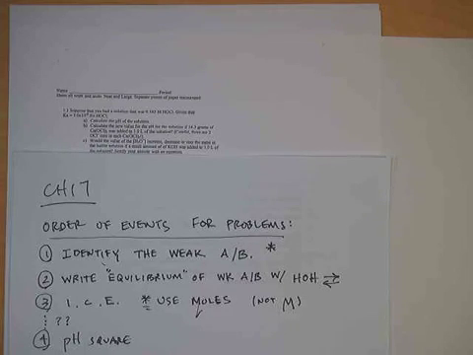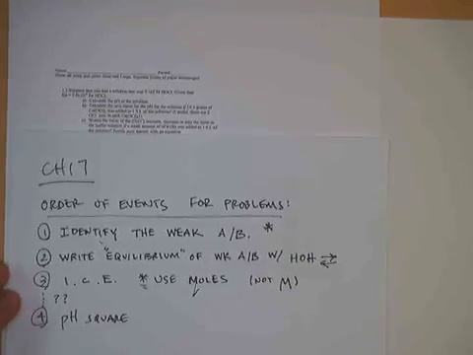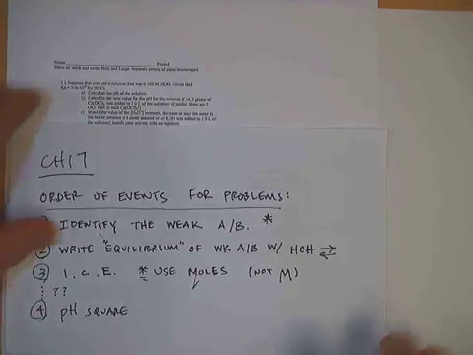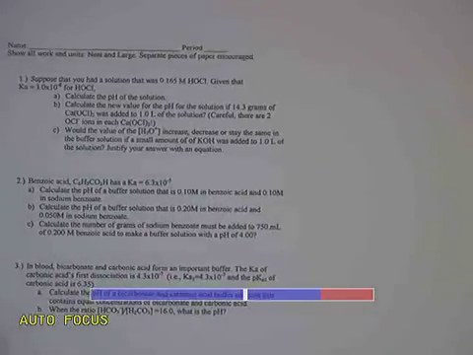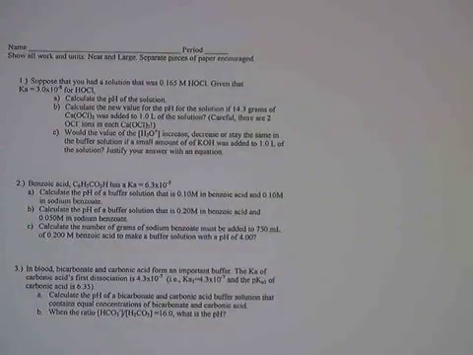So in this video cast, we're going to go over some buffer problems from Chapter 17 and learn how to use the order of events for problems in Chapter 17 to hopefully solve a number of this worksheet's pieces. So make sure that you have this worksheet in front of you, a calculator, a pH square, and a periodic table, probably something like this, to help you along the way.